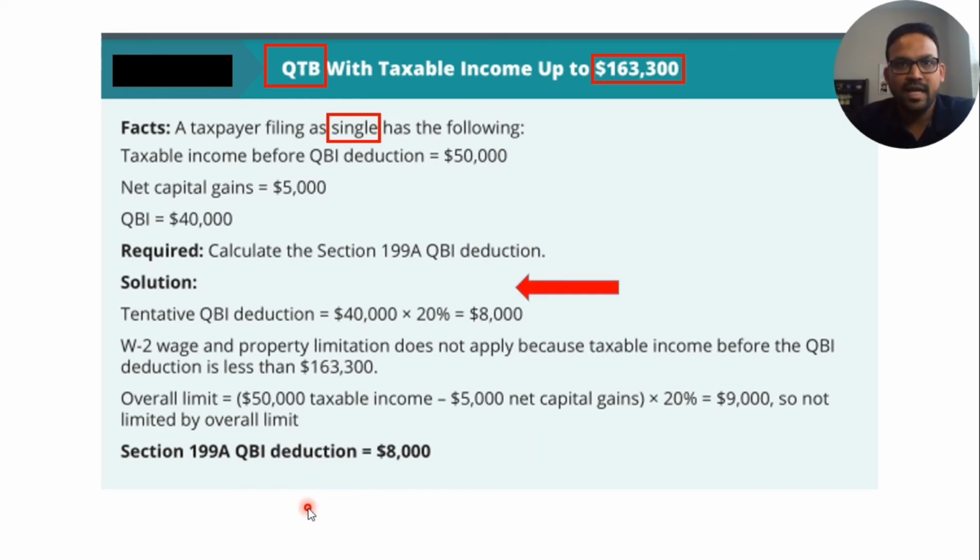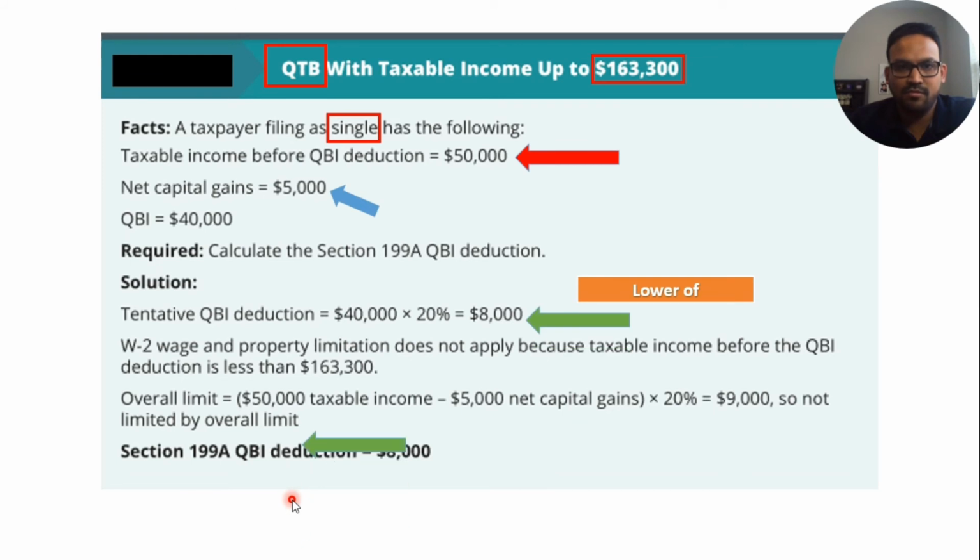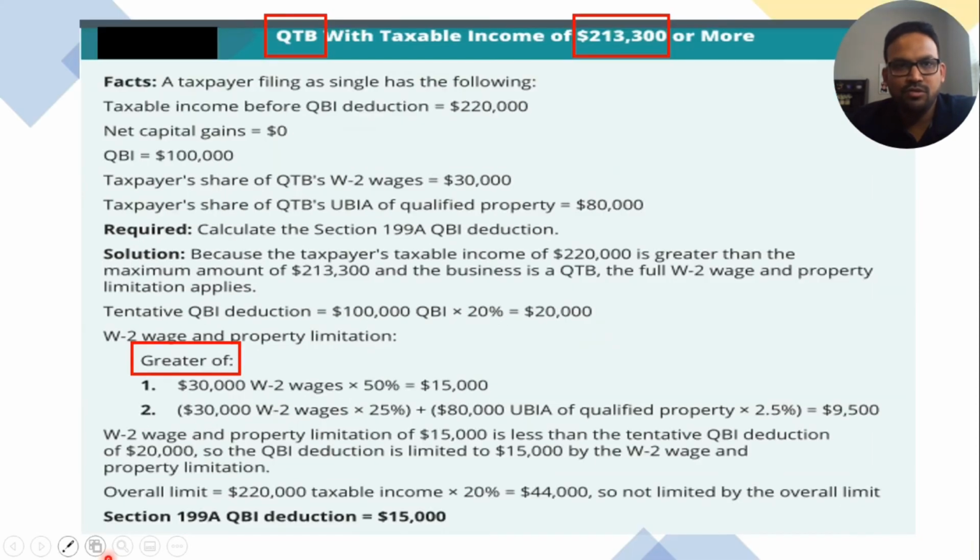Moving on to the second. Just to give you more focus on this, these arrows will point you where you have to look. And now moving on to another example here. Similarly, you will see you have QTB, your income is above 213,300, and the taxpayer is single. Now let's follow this question.